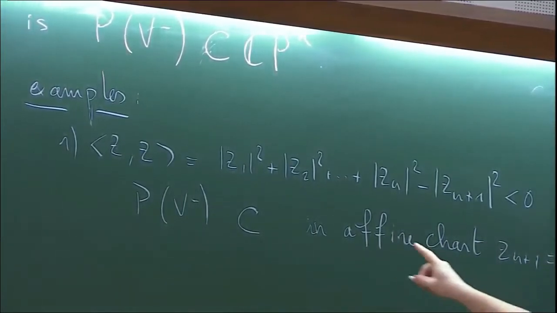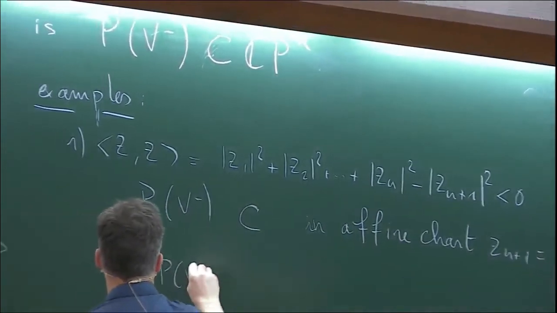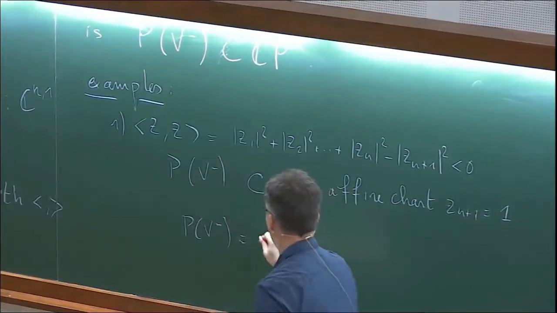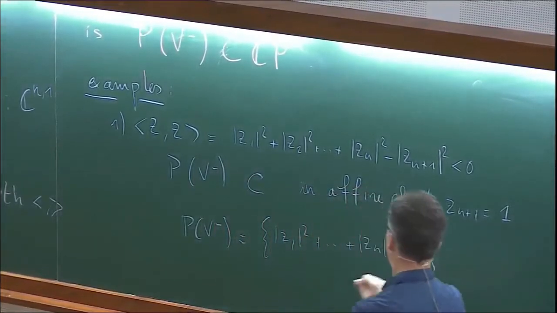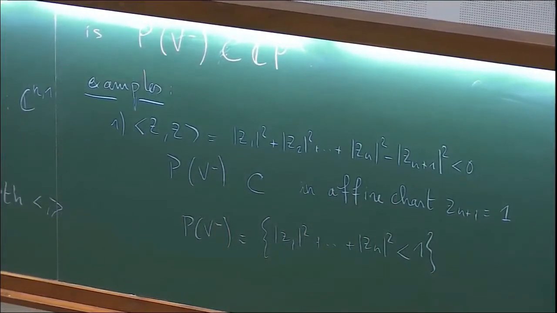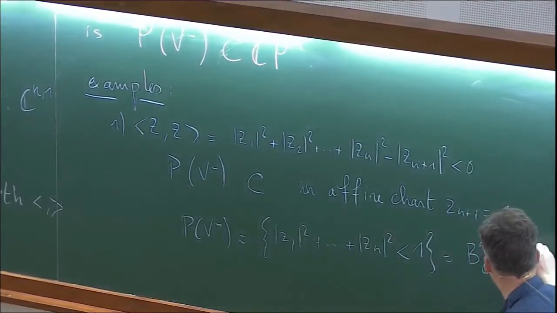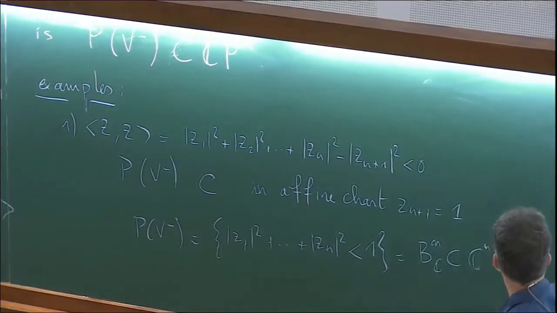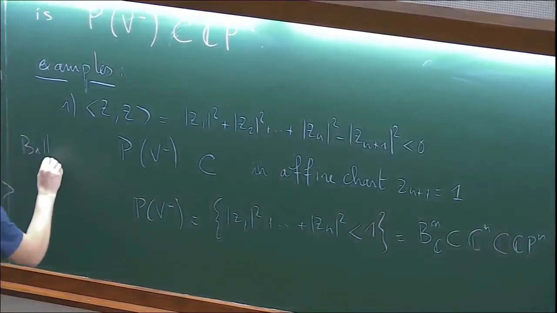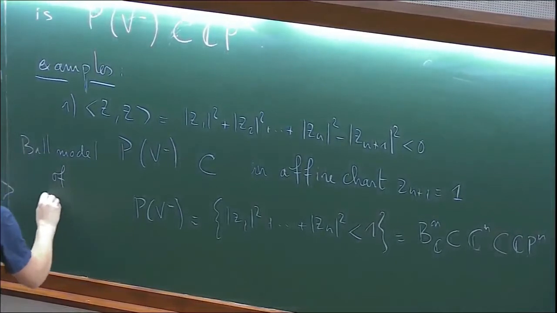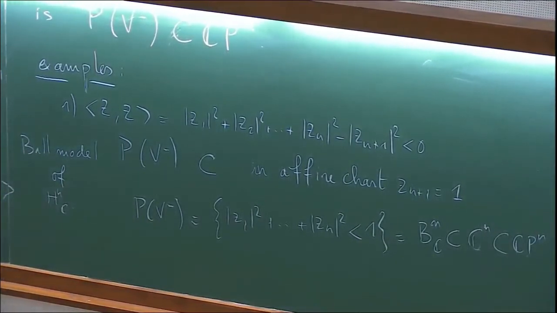And if I look at the projection of this, P of V minus is |z1|^2 all the way to |zn|^2, and so we sum them, less than 1. Okay, that's the unit ball of C^n, where C^n sits in CP^n as an affine chart. I'm going to refer to this as the ball model of H^n_C. And now you see directly that if I take n equal to 1, then I recover the usual Poincaré disk here.